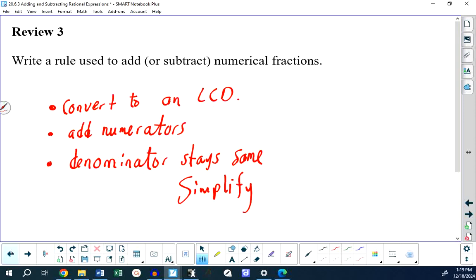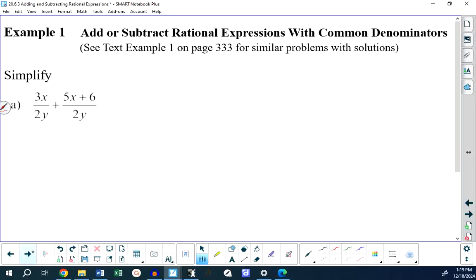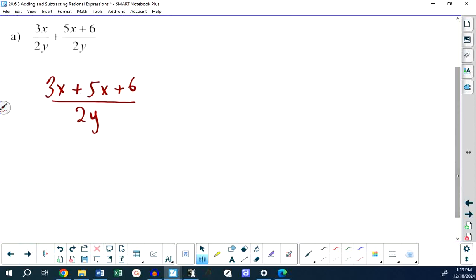So these rules that we're using are the same as the rules we would use to add or subtract rational expressions. Well, let's get to it then. And I'm starting off with examples which are really, really simple. Why is this such a simple thing to simplify? Because the denominators are already common. All this is going to become 3x plus 5x plus 6 all over 2y. We can add the numerators together now and get 8x plus 6 over 2y.